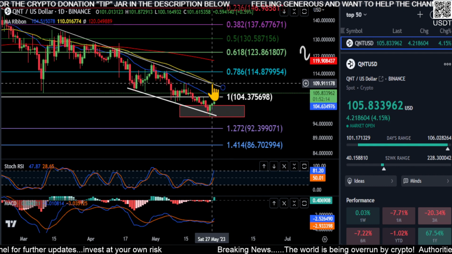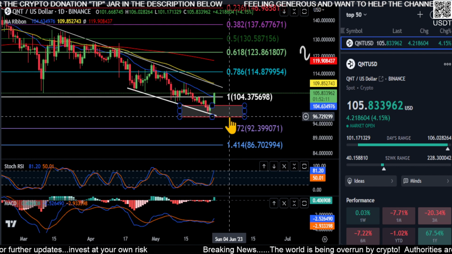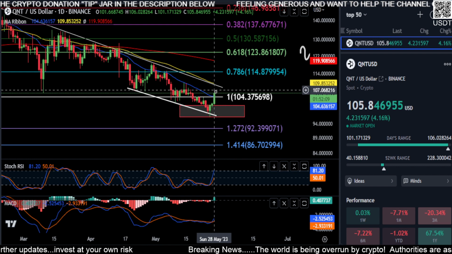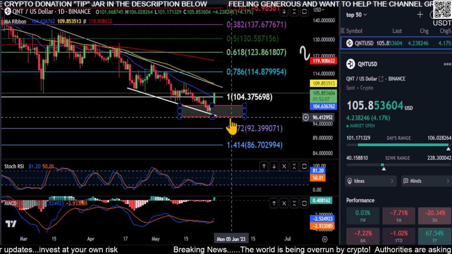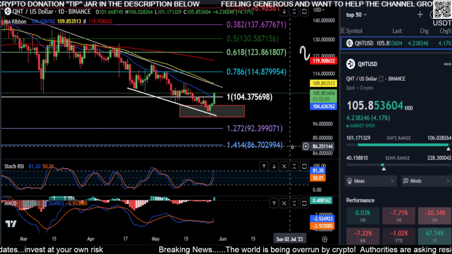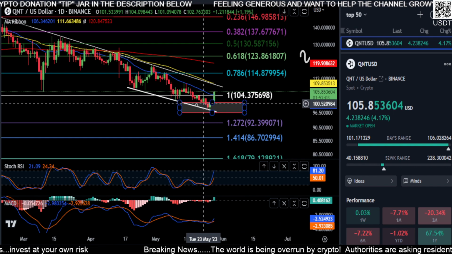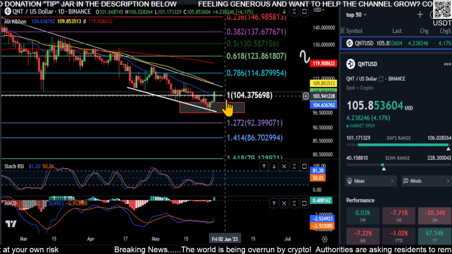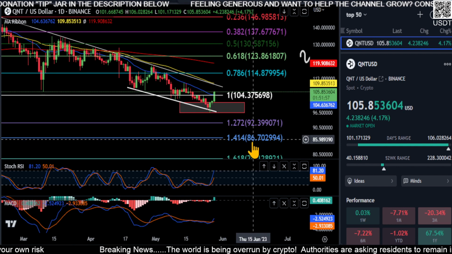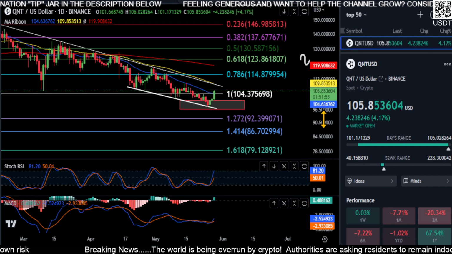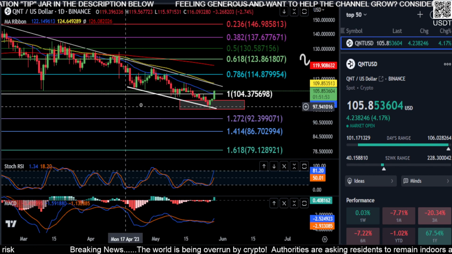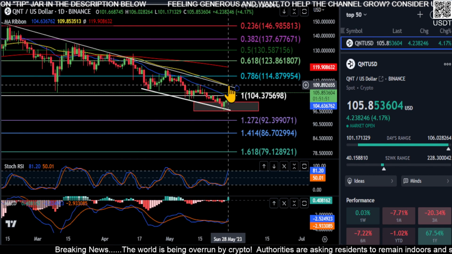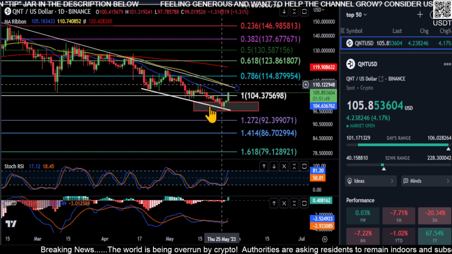If we cannot get over 110, there's a chance we're coming back down into our box, which is dangerous territory, and we could end up losing it and crashing down. And if we lose this macro support, which is very strong support, the bottom's going to fall out, and there's really no telling how low QNT is actually going to go. So just be aware of that. 110 is your big price to beat to break the downtrend for momentum to the upside.